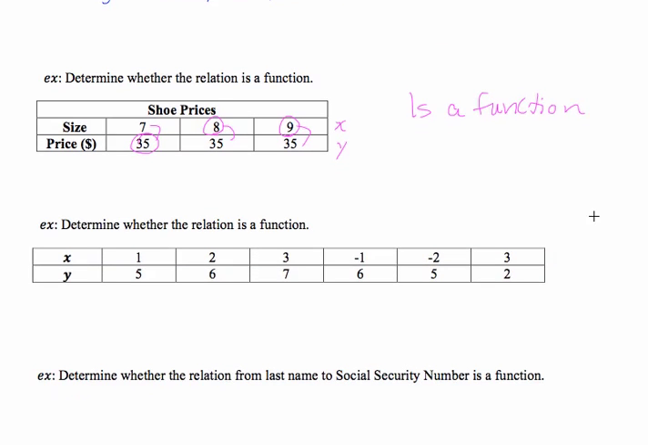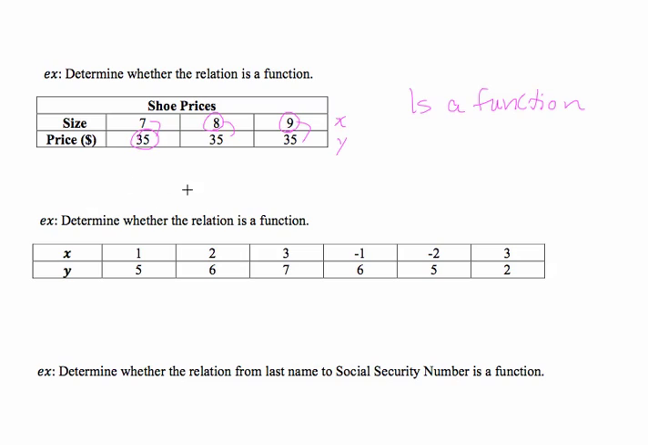Example. Determine whether this relation is a function or not. Okay, so we have 1 to 5 is the first coordinate point, then 2 to 6, 3 to 7, -1 to 6, -2 to 5, and 3 to 2. Okay, now remember, a function is one where each x has only one y. So the question is, are there any x's that have more than one y?